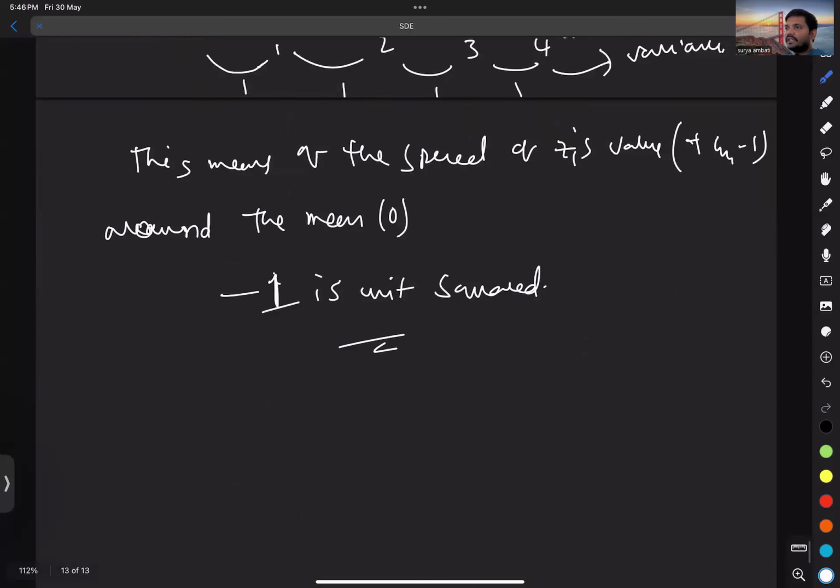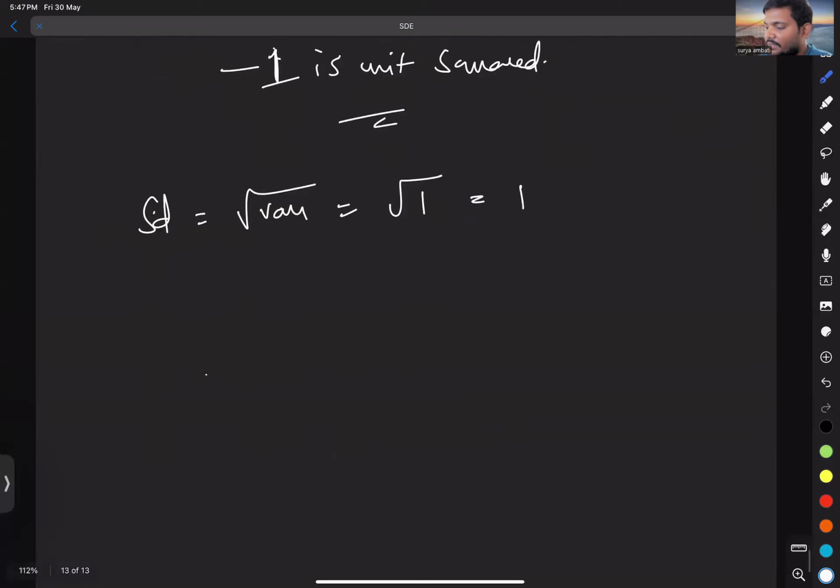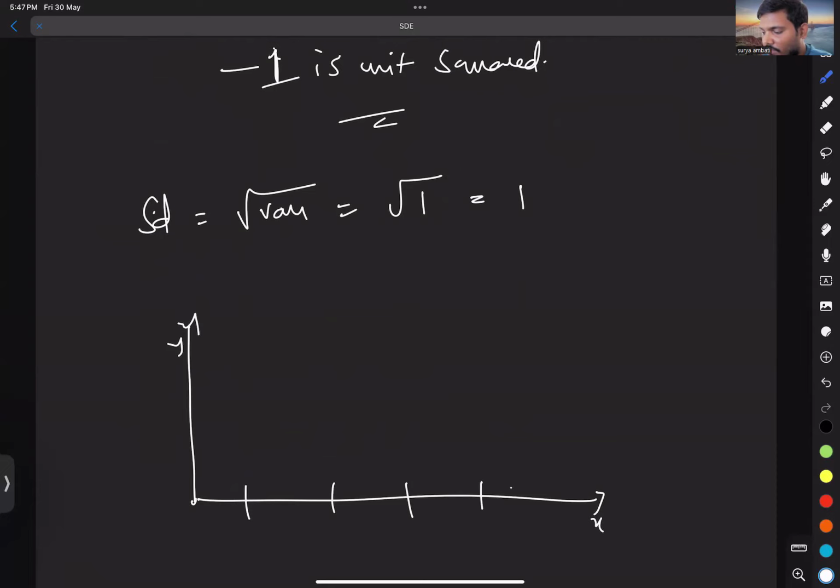So now we got the variance and we got the mean, and to find the standard deviation, we just take the square root of the variance. We already found the variance is 1, so the square root of variance is 1. So here the standard deviation is also 1. What does it mean? Let me explain again graphically.